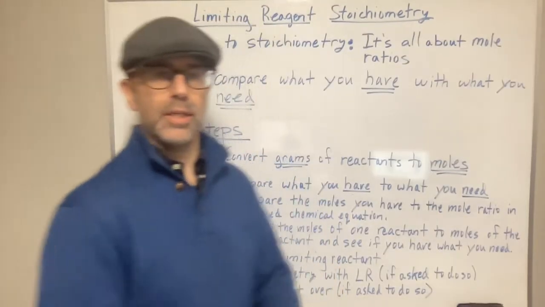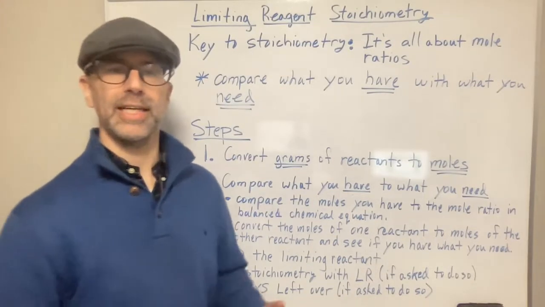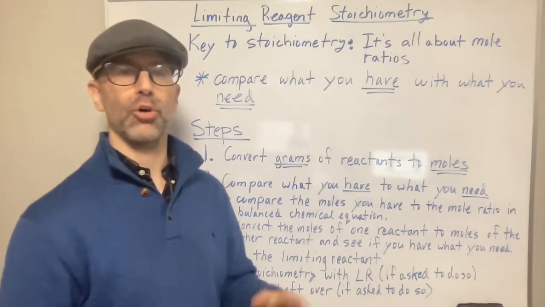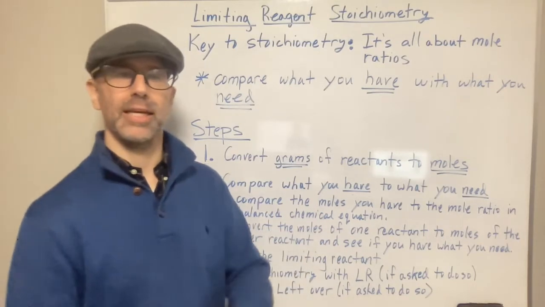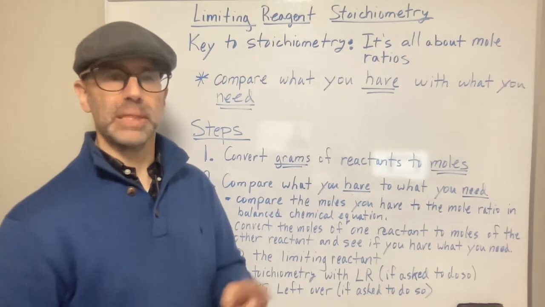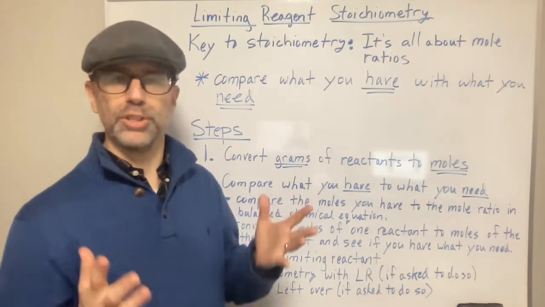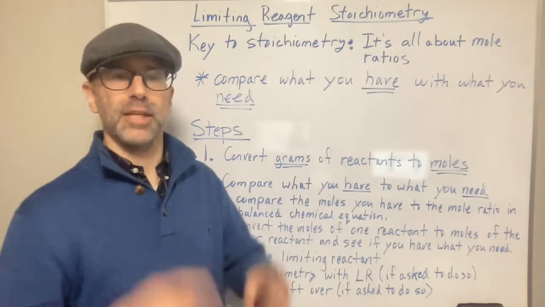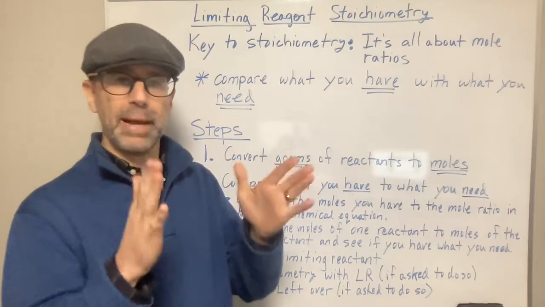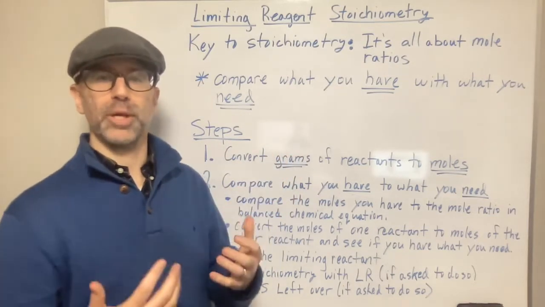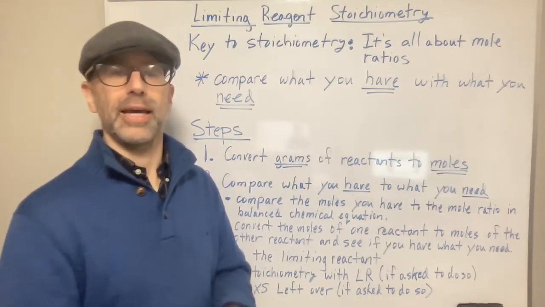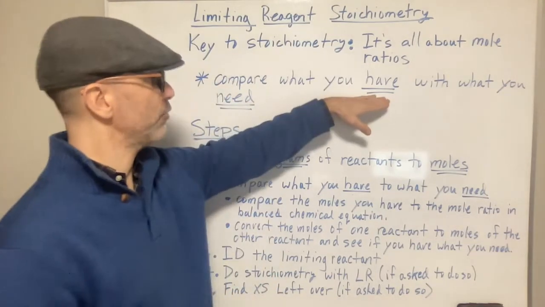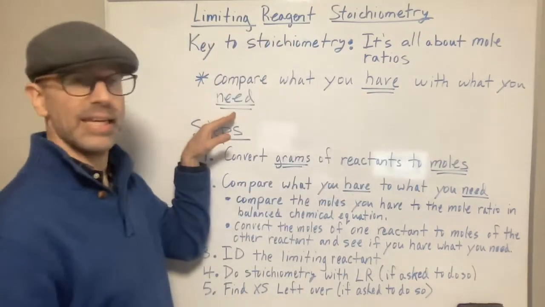Okay, so what is the key to stoichiometry then? As I said, it is all about mole ratios. So that balanced equation will give you the mole ratios between the reactants. Usually there's only two, but if there's more. So if you have two reactants, you can use the mole ratio in the balanced equation to help you determine what the limiting reagent is.